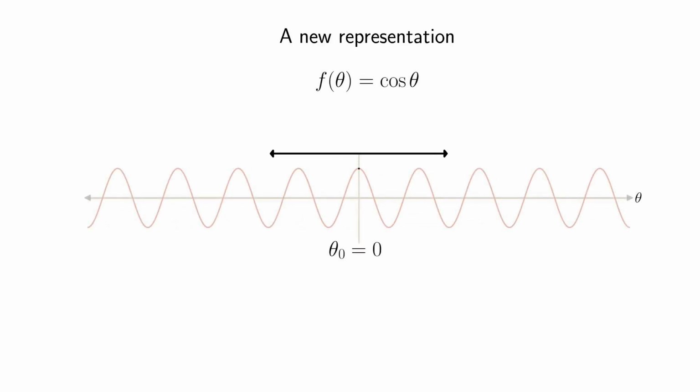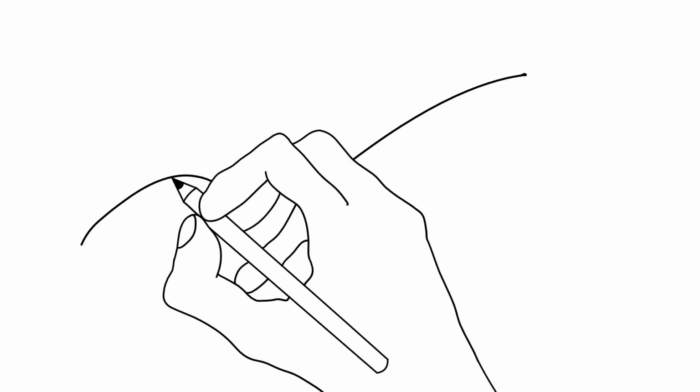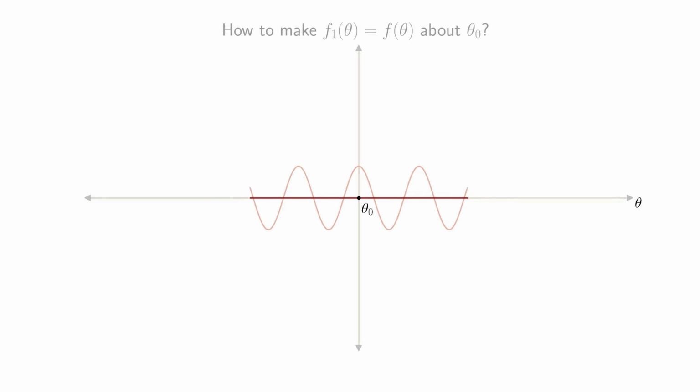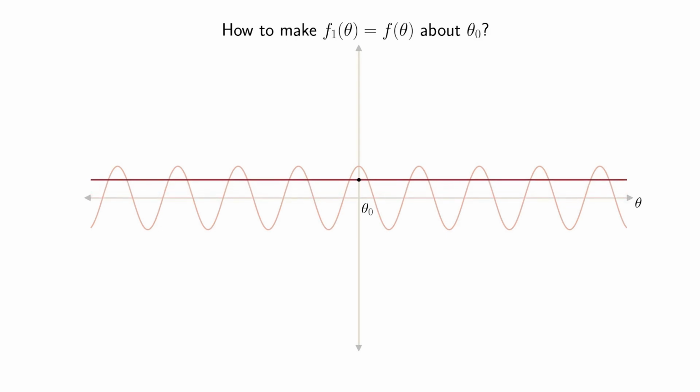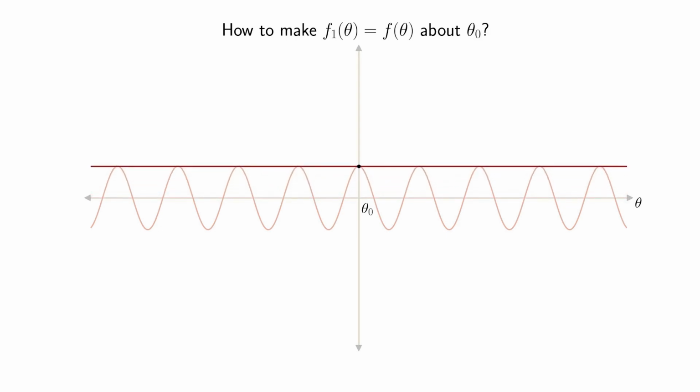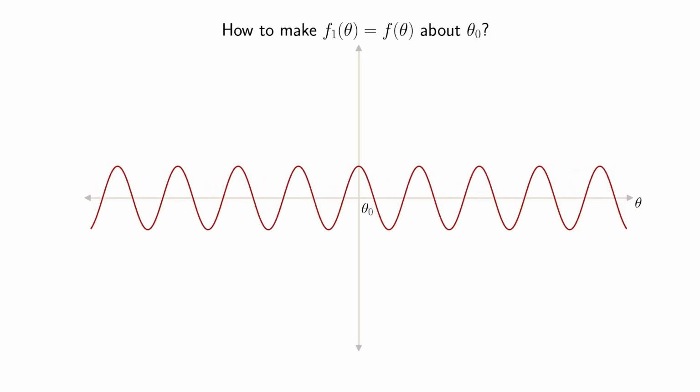So the aim is to start at the reference point and follow the shape of the function as we draw it. The key point here is to follow the shape of the function. Now, how can we mathematically ensure that our drawing or the new representation matches the function's shape around the reference point? Well, first of all, the value of the representation should match the value of the function at this point. But the main question is, what encodes the shape information of a curve? Its derivatives.